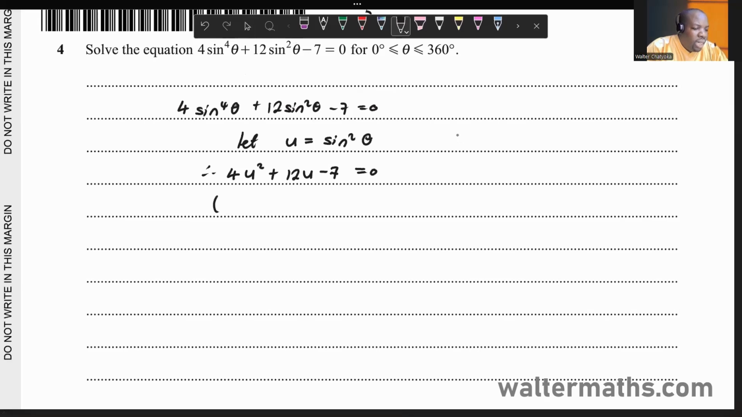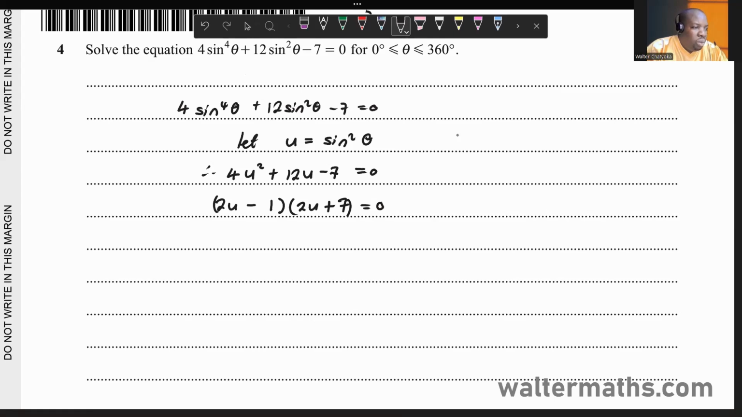Now this quadratic can be factorized. Here we can have 2u and 2u, 1 and 7, and then that's 2 minus 14. So minus here and plus here.